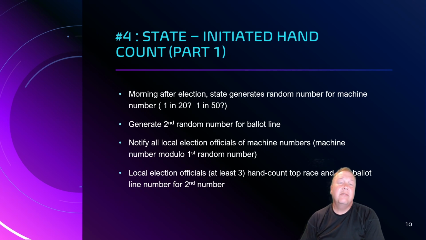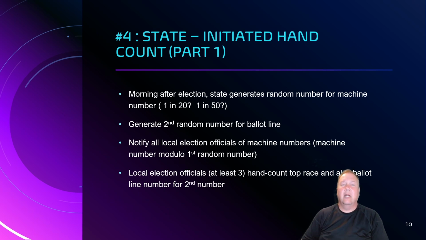Okay, now we have the next level. We have to validate that they're actually counting correctly. So the morning after the election, the state generates a random number for the machines. How many machines do you want to hand count? You don't want to do 100%. There's no reason to do 100%. Maybe you're doing 1 in 20, 1 in 50, 1 in 100. You pick a number, and you decide that's going to be the machine number that we're auditing.